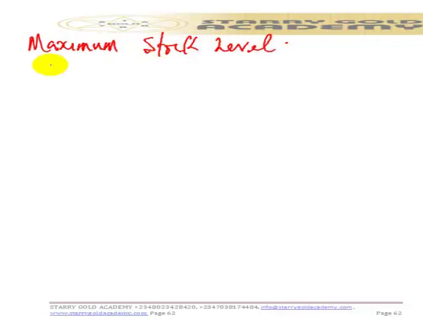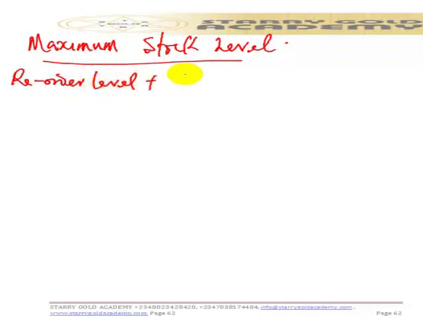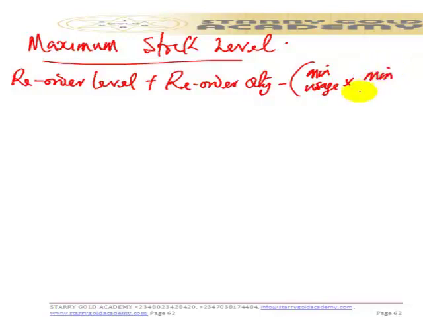So now we can find our maximum stock level. Our maximum stock level will be the reorder level plus reorder quantity, that's our EOQ, minus minimum usage times minimum lead time.